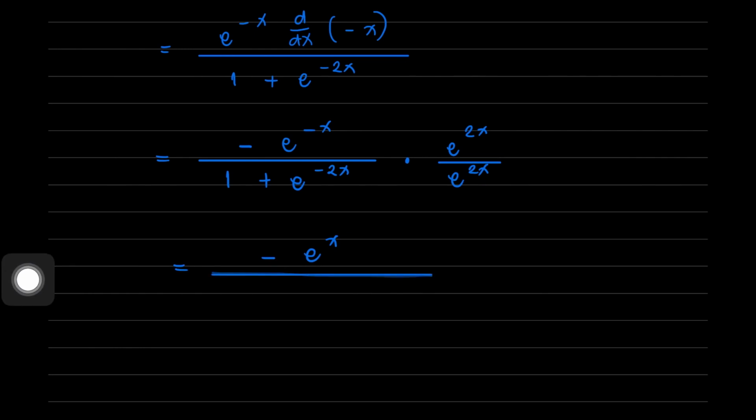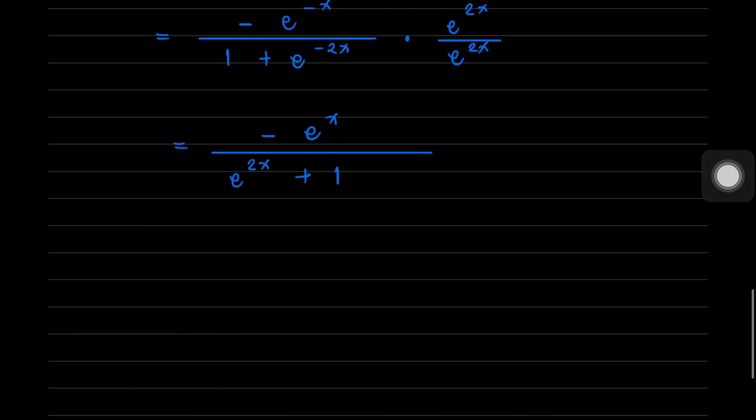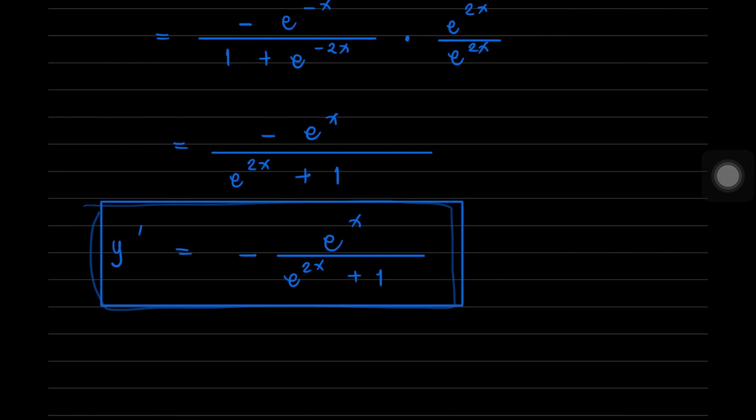All over, if we multiply 1 by e raised to 2x, that would be e raised to 2x. And if we multiply e raised to negative 2x by this, negative 2x plus 2x gives us an exponent equal to 0, and any number raised to 0 is equal to 1. So y prime is equal to negative e raised to x all over e raised to 2x plus 1. So this would be our final answer.